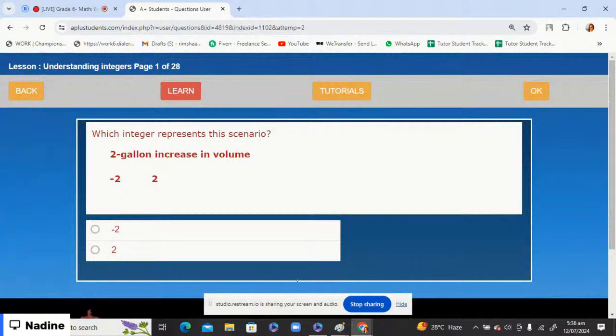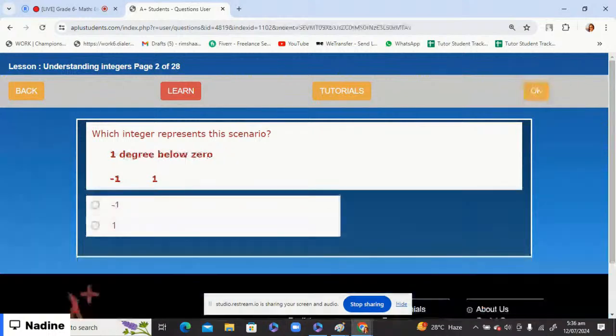So increase in volume, it means that it's plus 2. Got it? There is an increase in the volume. Which integers represent this scenario? Very good, it's plus 2. 1 degree below the zero. Now it's below, it means that it's not high, something is less. So it's negative 1. Understand?